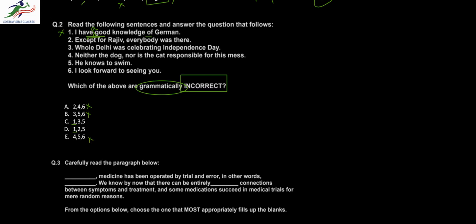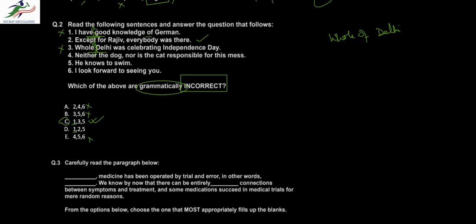The second one says, except for Rajiv, everybody was there. This is correct. No issues there. The third one says, whole Delhi was celebrating Independence Day. We don't say whole Delhi. We say whole of Delhi. Whole of Delhi is celebrating Independence Day. Or whole of Calcutta is celebrating the win of India. So it is not just whole, whole of is missing. So 3 is incorrect. So we see that option C is the one that is having both 1 and 3. So this is the correct option.